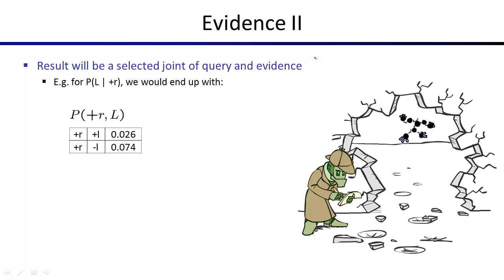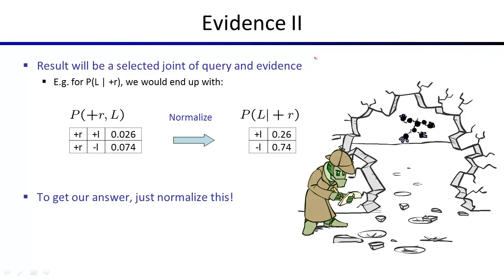We know inference by enumeration. When it's done, when all factors have been joined together and all hidden variables have been eliminated, we're left with the joint of the evidence variables and the query variables. And we know all we have to do to get the conditional is to find the normalizing factor by summing everything together in this table, divide by it, and we get the answer to our query. So we just normalize, and we have the conditional of L given plus R. In this case, that's how that plays out.